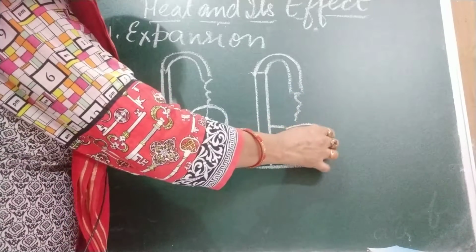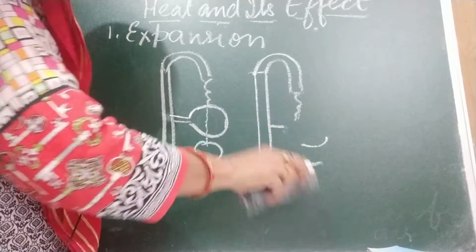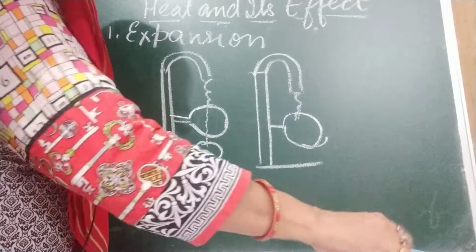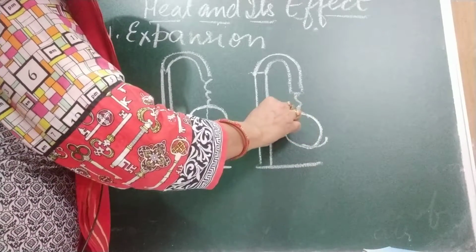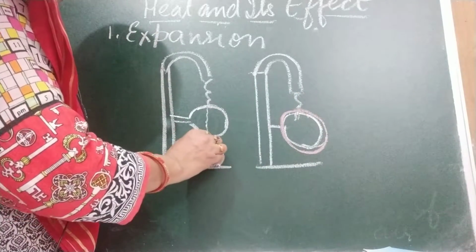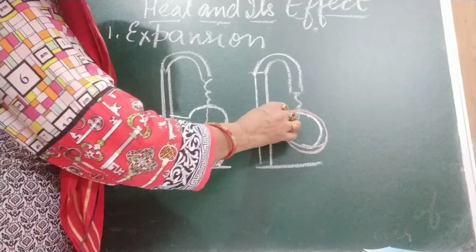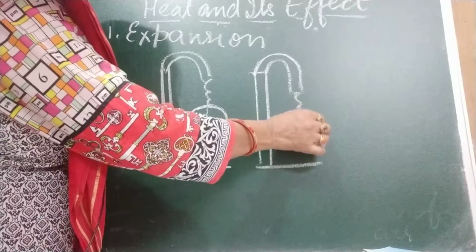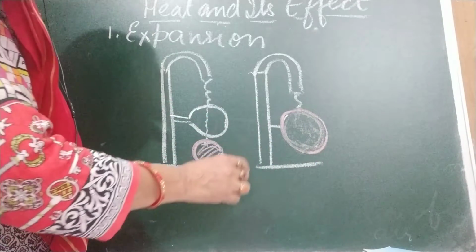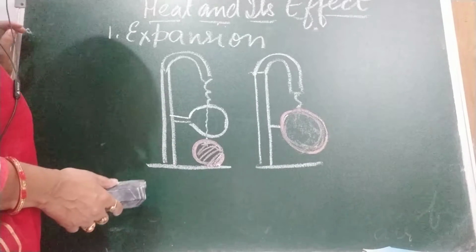This is the ring, same ring. The diameter of the ring is the same, but now the ball is fixed and not going through. Why is it not passing through this ring? Because the ball size has increased. Why has it increased? Due to heating. What do we call this? Expansion.